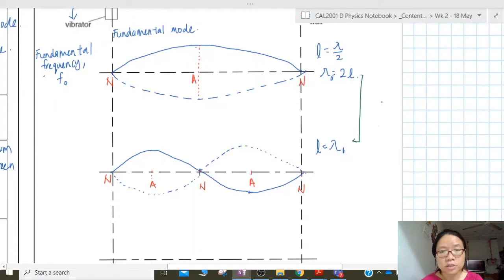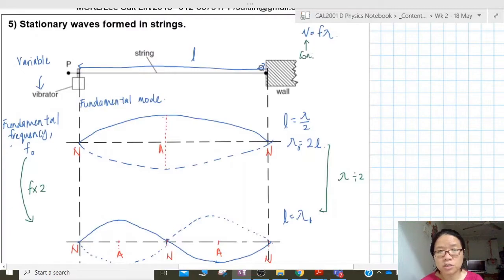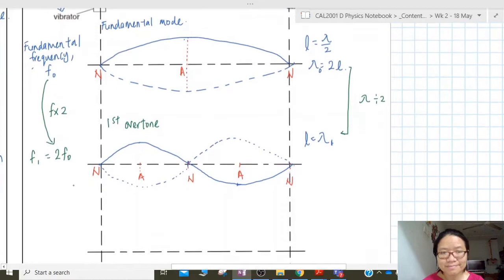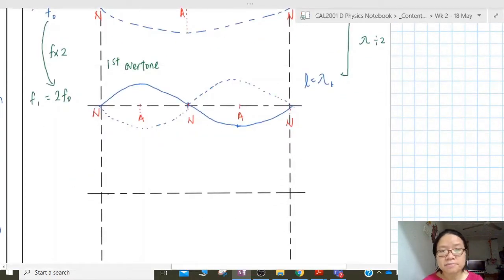And we generally call this the first overtone. But as you can see, lambda divided by 2. If lambda is divided by 2, f must be multiplied by 2. Because if you remember the equation v equals f lambda, speed is constant. So f is inversely proportional to lambda. One side divides, the other side multiplies. This is what we call the first overtone. And f1 is double of f0. So let's say if it's 100, this will be 200 hertz.